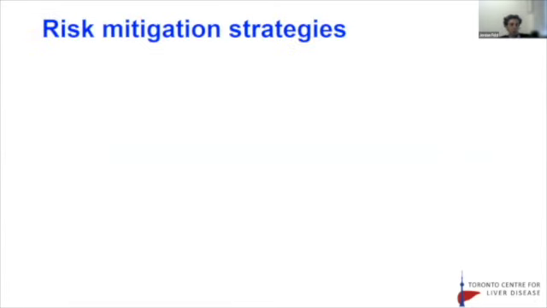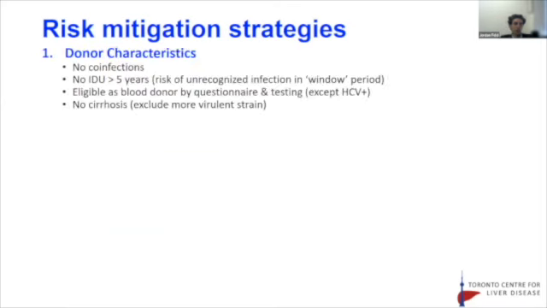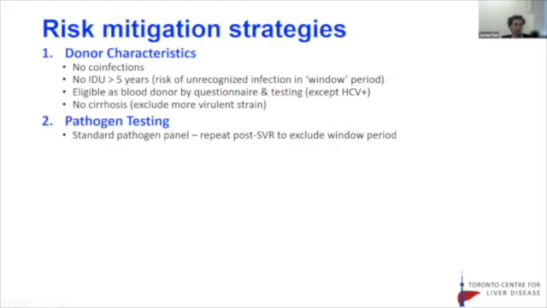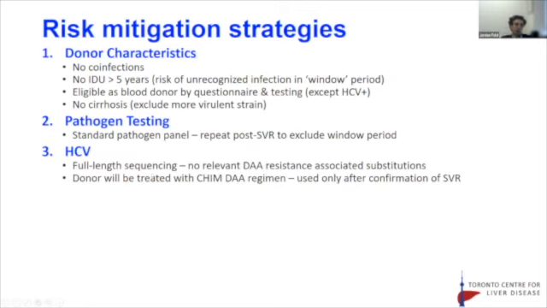We've thought a lot about risk mitigation strategies here with donor characteristics, so no co-infections, no recent injection drug use to avoid unrecognized pathogens, that they would be otherwise eligible as a blood donor, except for being hep C positive, and they don't have cirrhosis to exclude potentially a more virulent strain. We would do the standard pathogen panel and repeat after SVR to exclude anything that might have been in the window period.